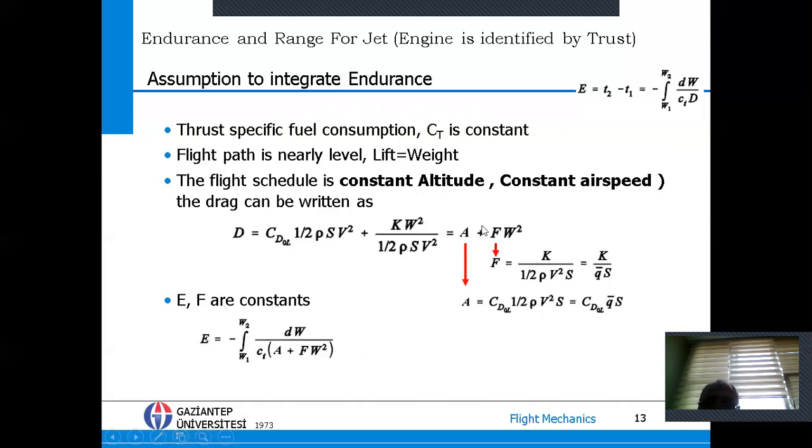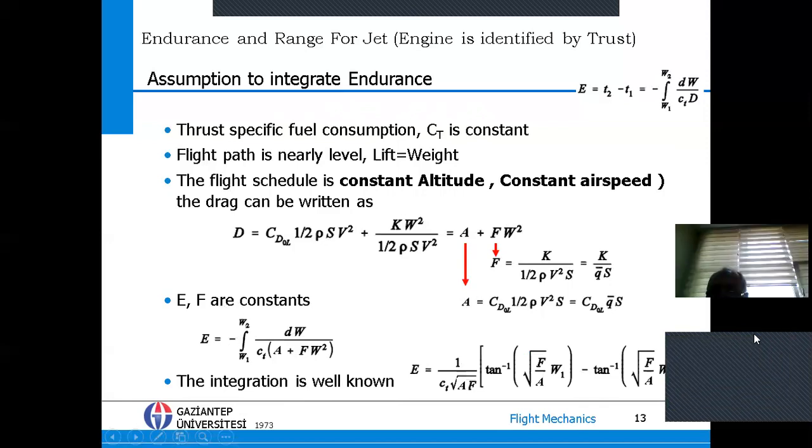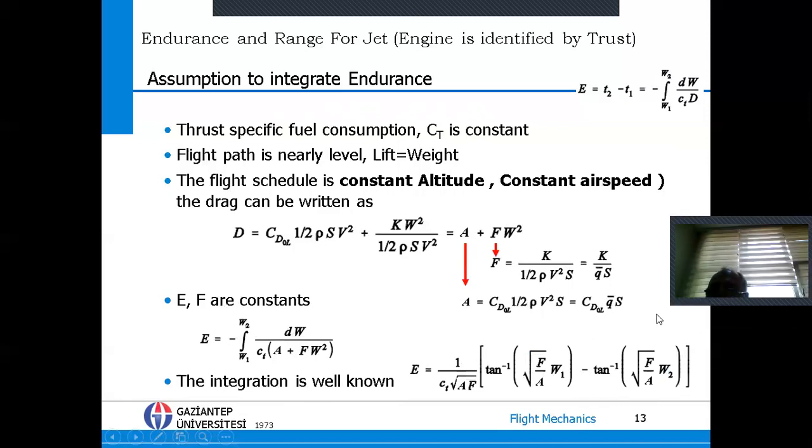So I will substitute here, then I got this. Endurance integration, W1 to W2, here we have a constant and here we have a constant. I think this is easy for you to integrate, and the integration is well known, and then simply you get this relation.